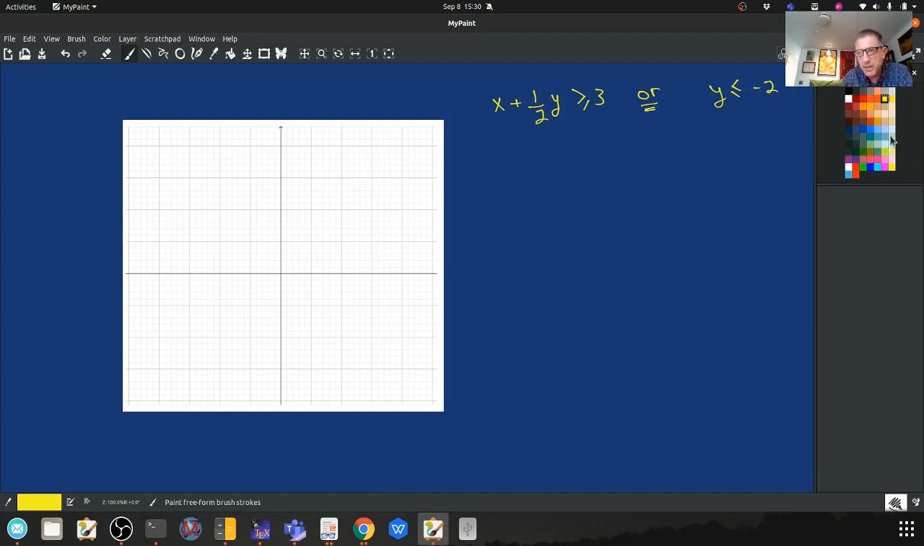So again, the first thing we do is we just treat these as if they were equations. x plus 1/2 y is equal to 3. So what I'm going to do is move the x onto the other side. So I have 1/2 y is equal to minus x plus 3, because I'm going for the slope-intercept form. So now I have a denominator of 2, so I'm going to multiply both sides by 2.